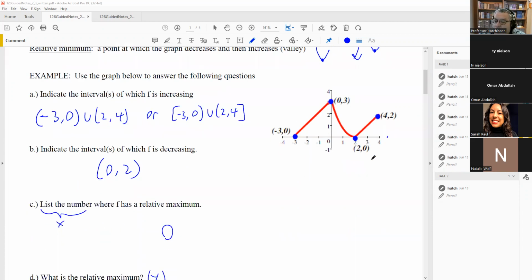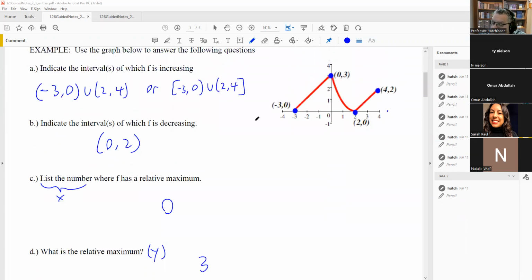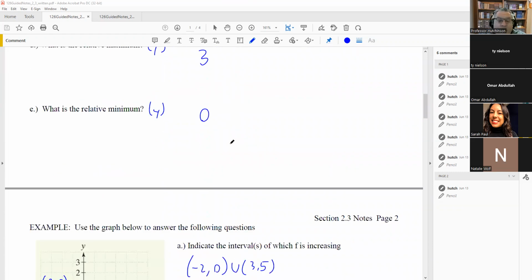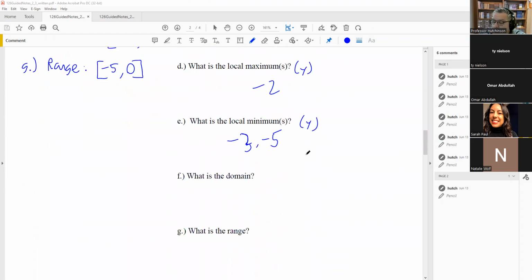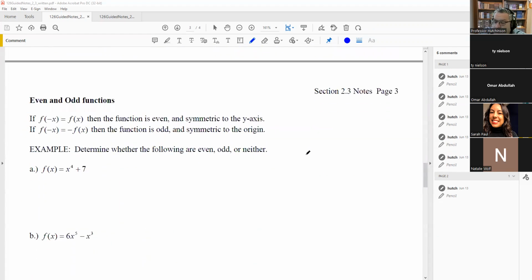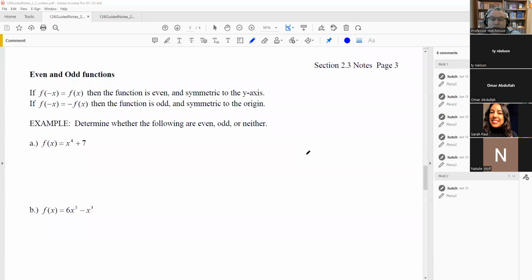And we did a couple of examples here previously that talk about increasing, decreasing, relative max and relative min. So we did a couple problems on that. And so we're moving on to the next part of this section in 2.3, and this is going to be on even and odd functions.